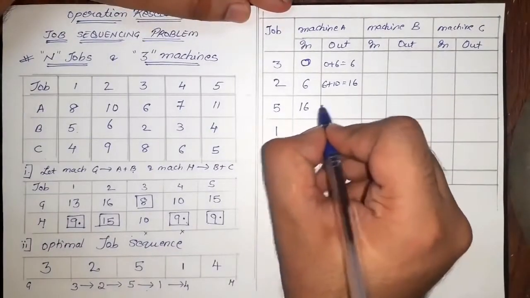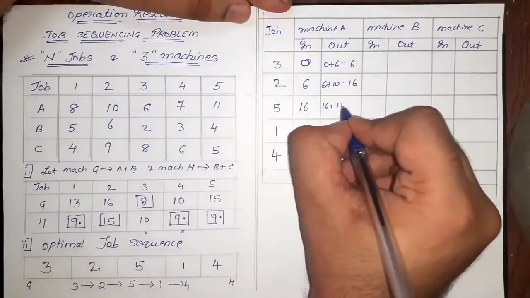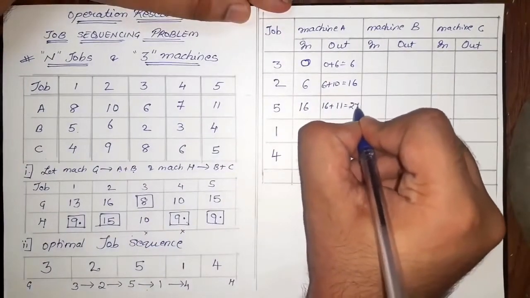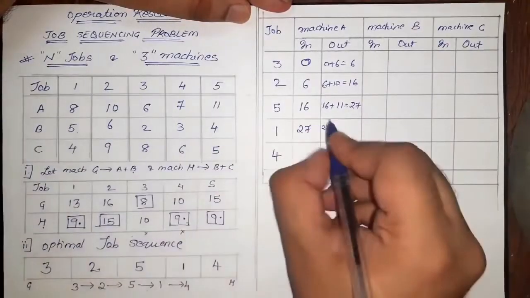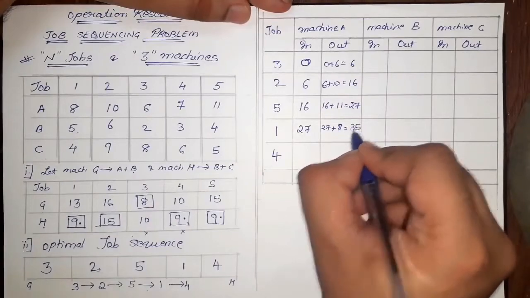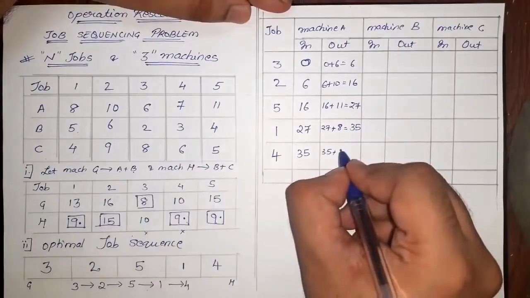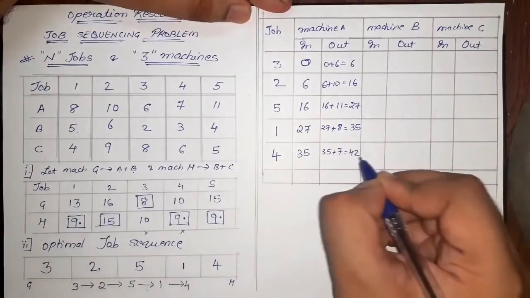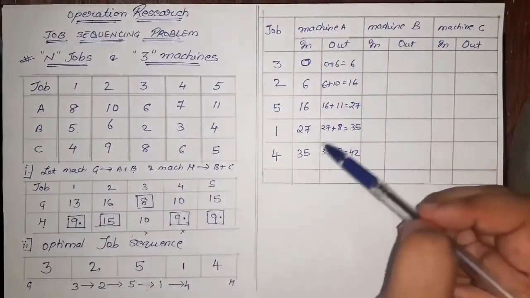16 comes down. Next, 16 plus job number 5 is 11 hours, so that becomes 27. 27 comes down. Next, job number 1 is 8 hours, so 27 plus 8 is 35. And lastly, 35 plus 7, which is 42. With this, we have completed the working for machine A.